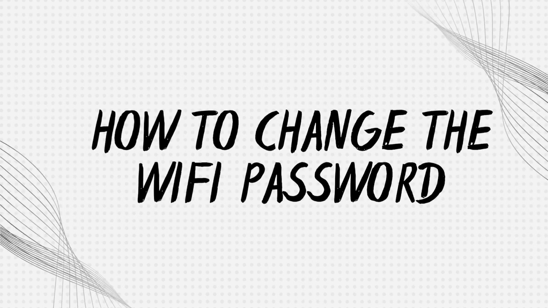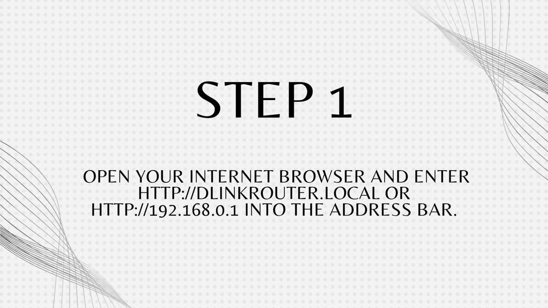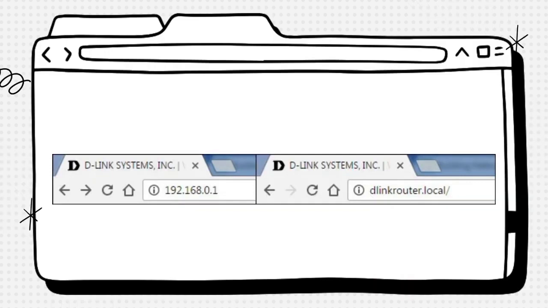Let's learn how to change the Wi-Fi password. Changing your wireless password can help protect your networks. So here are the steps. For step 1, you will need to open your internet browser and enter the D-Link router.local or the IP address into the address bar. Like what you see in the picture, you just need to enter the IP address into the address bar, or the D-Link router.local.